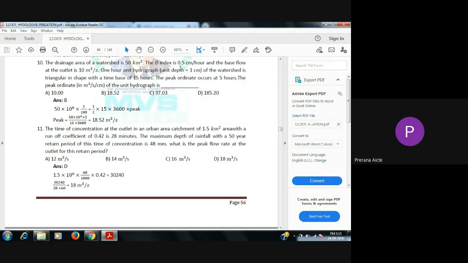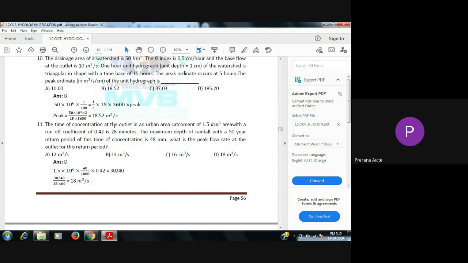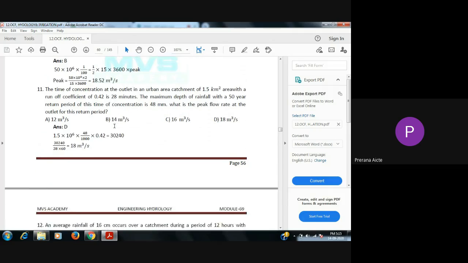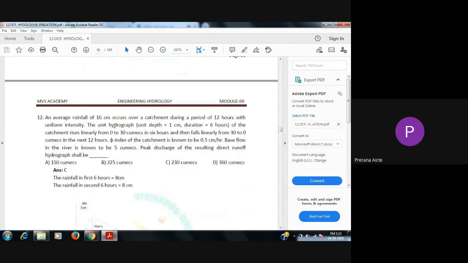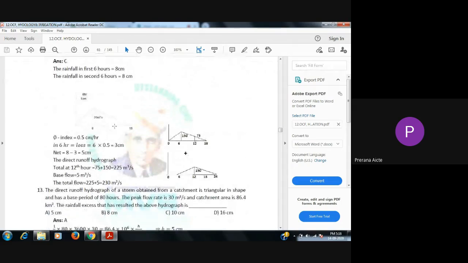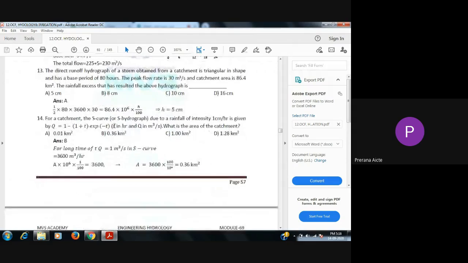So once again, we draw the triangle. So area 50 square kilometer into 10 power 6 square meters into 1 centimeter effective rainfall means 1 by 100 meter. That's equal to half B H. Half into base, 15 hours, into peak. Once again meter per second into 60 per minute into 60 per hour. It comes to around 18.5 meter per second. So the number of problems asked are like this model only.